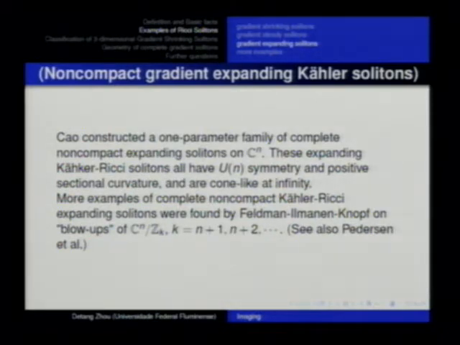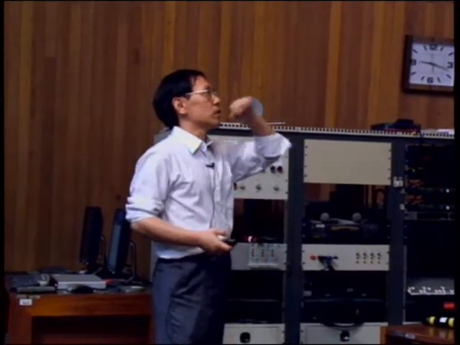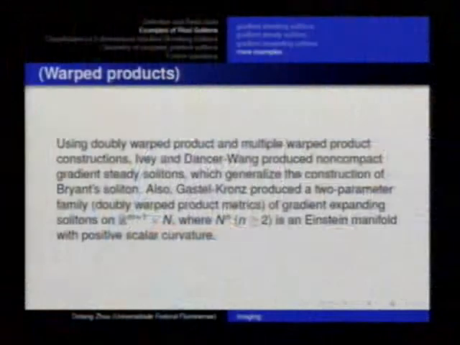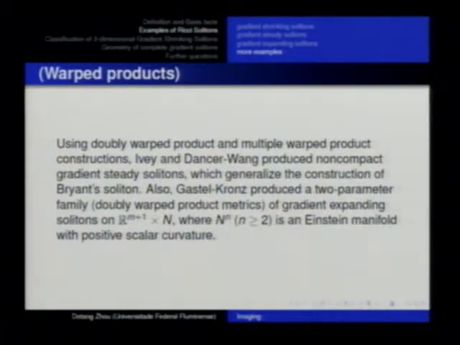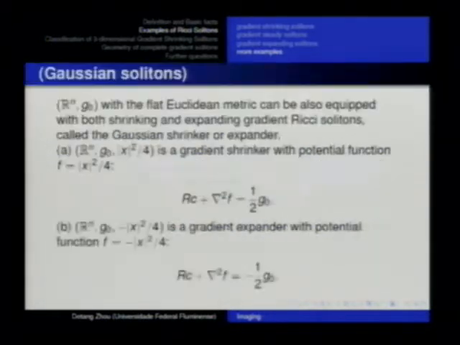Since this talk is on gradient Ricci solitons, I will principally concentrate on the shrinking and steady cases. You can also construct examples using the warped product or double warped product, actually triple or so. Here are more examples that I just mentioned.